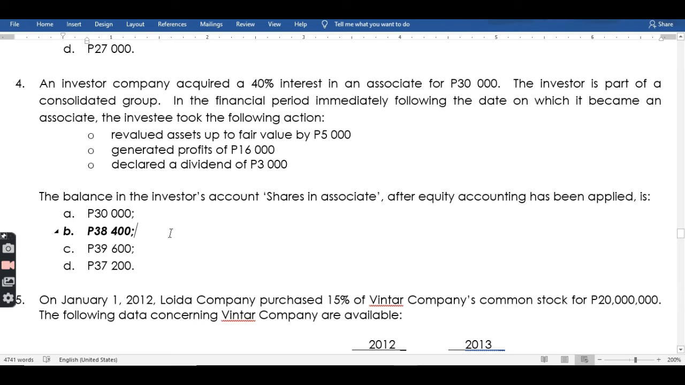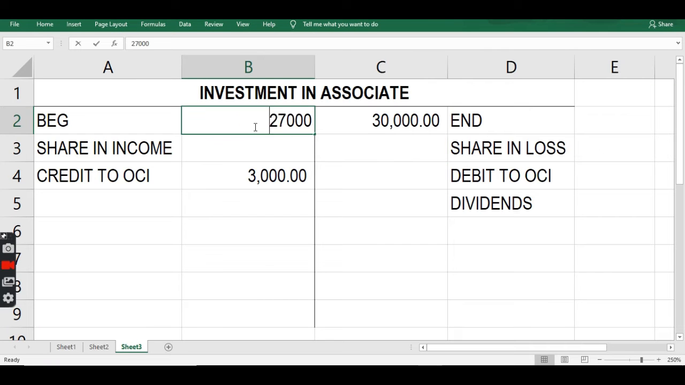So, revaluation, nagkaroon ng income, nag-declare ng dividend. Okay? So, ang tanong ngayon dyan, balance in the investor's share in associate, after equity accounting has been applied is, okay. So, pag sinabing share in associate, ano yan? Or yung shares in associate, yan yung mismong investment in associate natin, ha? Okay, so ano gagawin natin? Consider muna natin yung first item. So, meron tayong 30,000 doon. So, dito ulit tayo maglalagay ng 30,000.